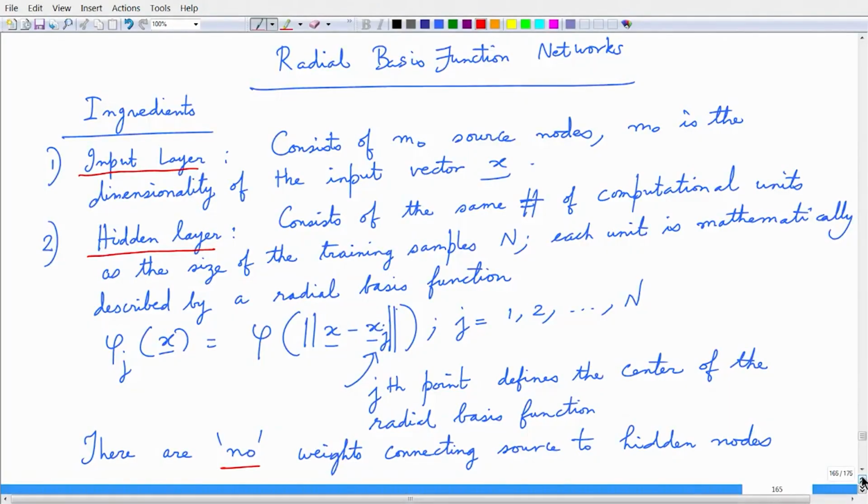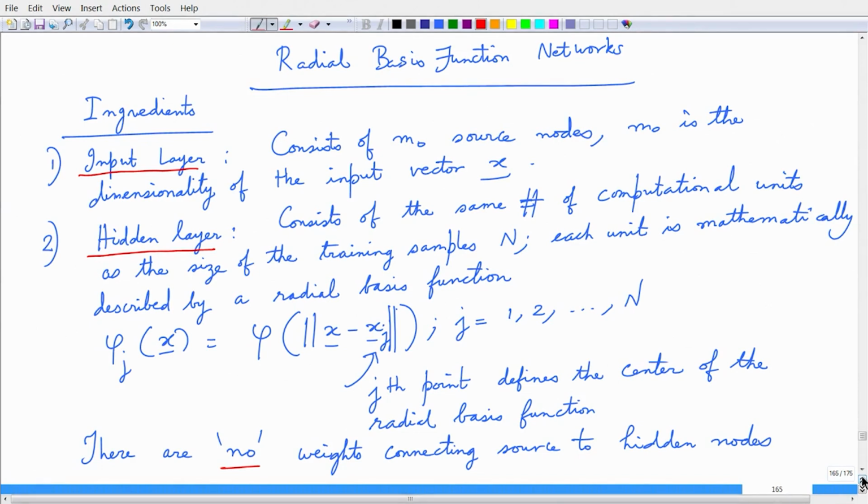Hello, in the last lecture we learned about the radial basis functions. So, let us extend the idea of radial basis functions towards networks. Okay. So, how do we sketch a radial basis function network and what are the typical ingredients?